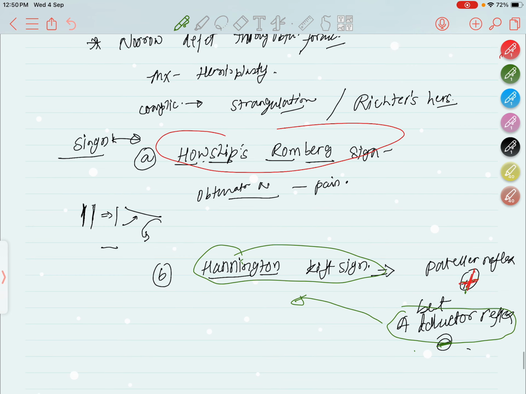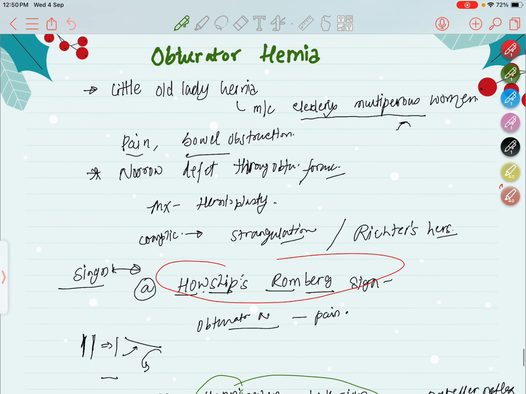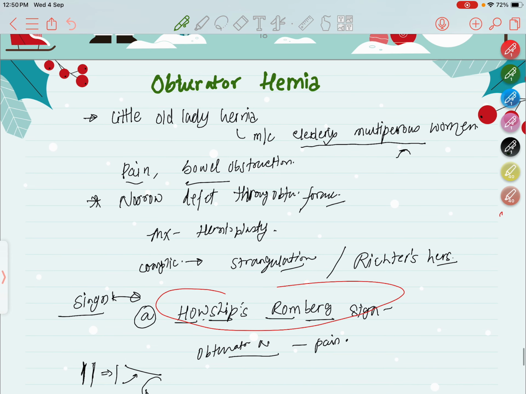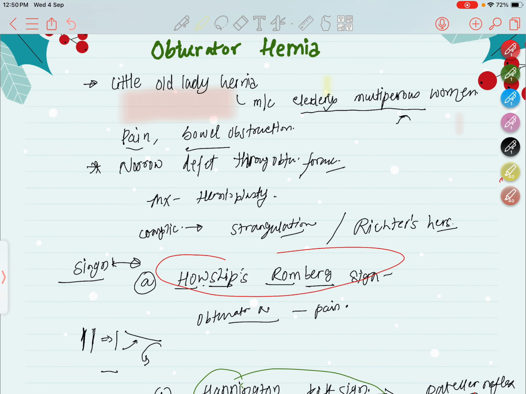Then Howship-Romberg sign and Hannington-Kiff sign, how are we going to discuss? Obturator hernia is also known as little old lady hernia, and it is most common in elderly multiparous women. What are the risk factors? If the woman is elderly and has undergone surgeries, and has weak pelvic muscles and ligaments, then she is more prone to have this hernia. Then the features are pain and bowel obstruction.